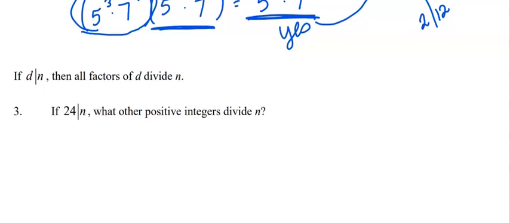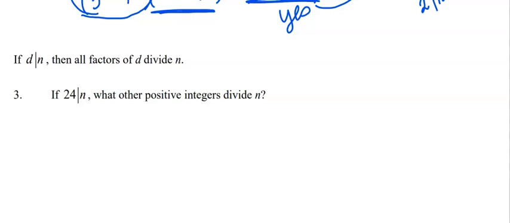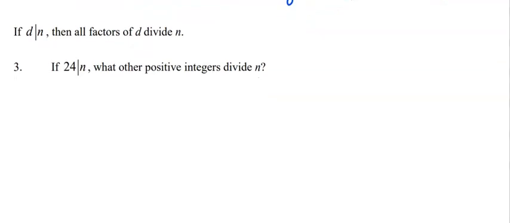Here I'm giving you a note. If D is a factor of n, then all the factors of D divide n. And the best way for me to show you what that truly means is by example 3, which will end this second video of this lesson. So here's what this means.